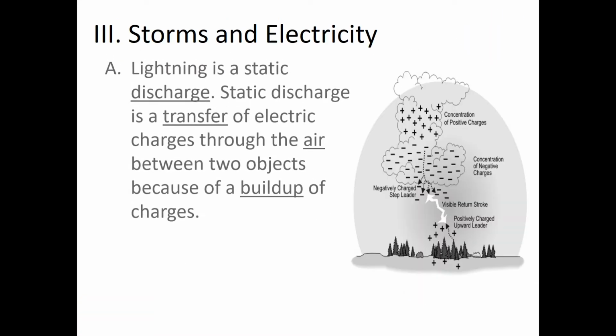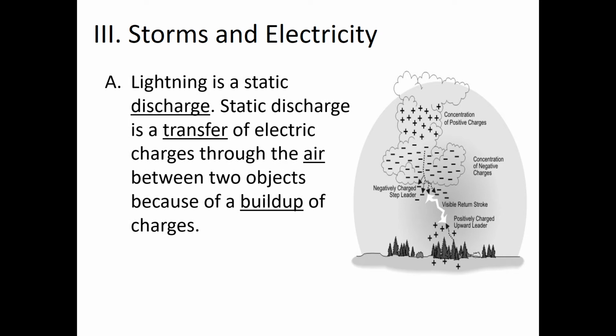Lightning is a static discharge. Static discharge is a sudden transfer of electrical charges through air between two objects because of a buildup of charges. So, how lightning works is we have different layers of cloud. Water vapor is what makes up clouds, and some of the electrons from the top layer go down to the bottom layer and make it more negatively charged. Some of the electrons from the ground also go up, making the bottom layer negatively charged, and the ground slightly builds up a positive charge because it's missing some electrons.